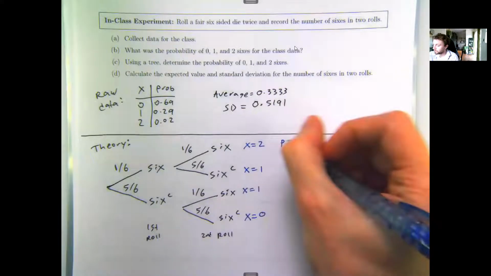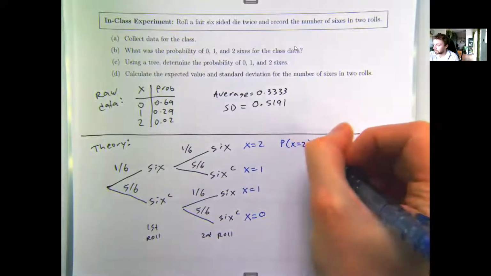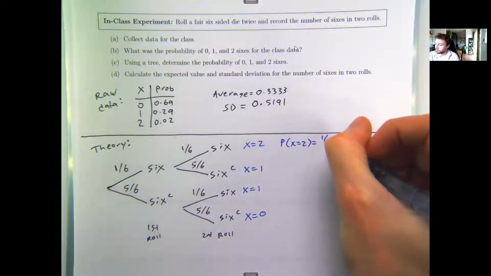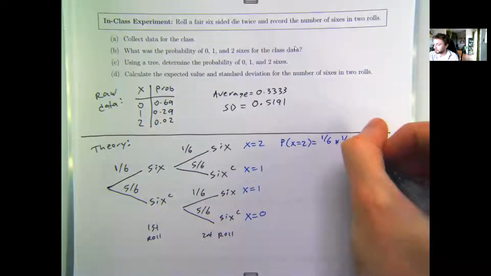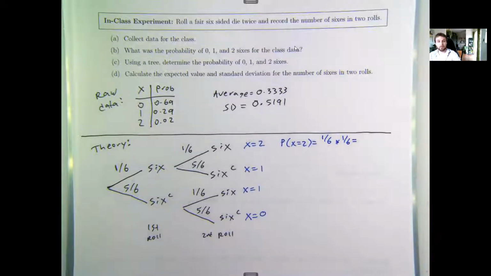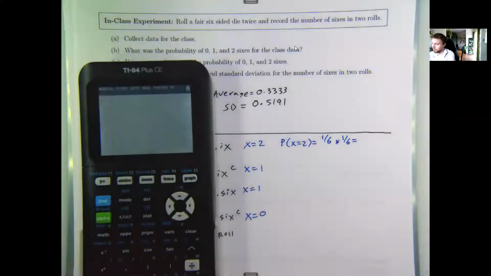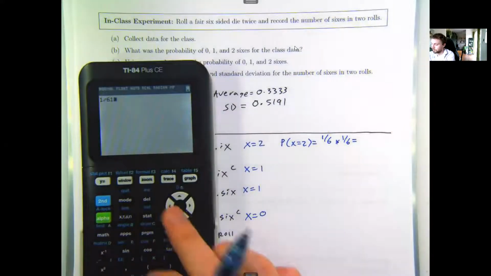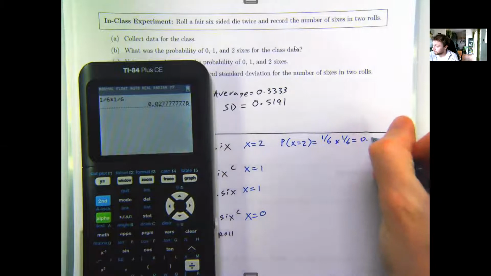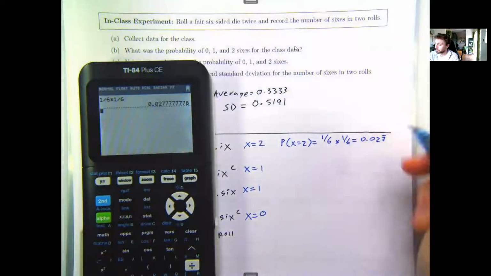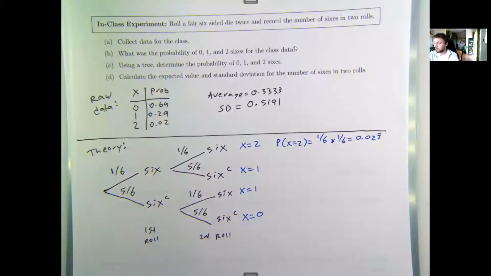So the probability of getting 2 is going to be 1/6 for the first times 1/6 for the second. I'm going to type that into a calculator to see what I get. And 0.027 repeating. So actually pretty close to what we were seeing for that data, 0.02. That's promising.